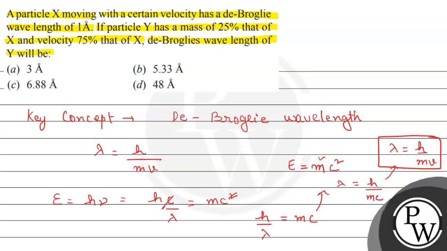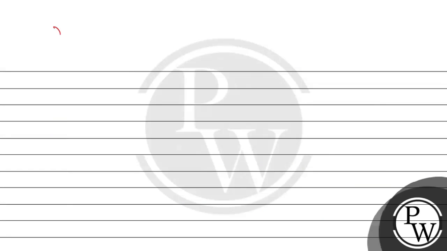According to the given question, एक particle है x जो move कर रहा है with a certain velocity जिसके लिए हमारे पास de-Broglie wavelength given है that is the 1 angstrom. And it is given that जो हमारे पास y का mass होगा that will be equals to the 25% of the mass of x. So mass of x represent कर लेंगे mx से, and 25% है इसका, so it will be 25 divided by 100.